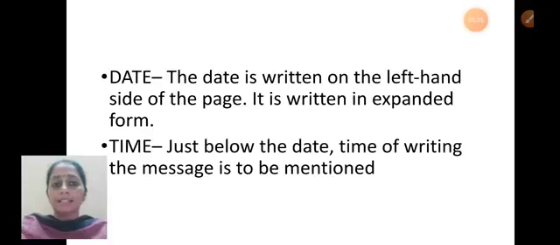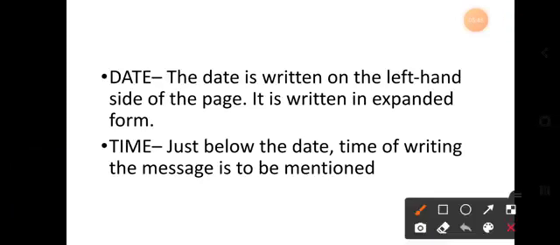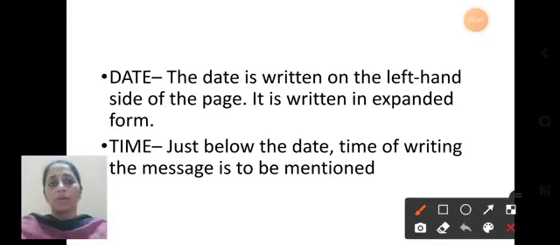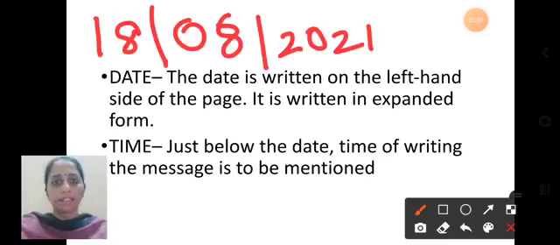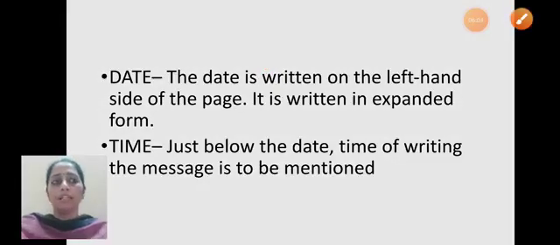Next is the date. Date is written on the very next line. Okay, where you write message, leave a line. Just below that, on the left hand side, you will write down date. Okay, and date is always written in the expanded form. Now, you will not write the date like this. This is an incorrect way of writing the date. Always make sure you use the expanded form.